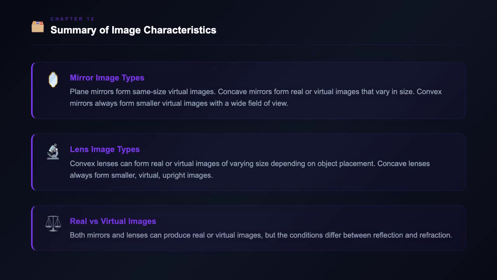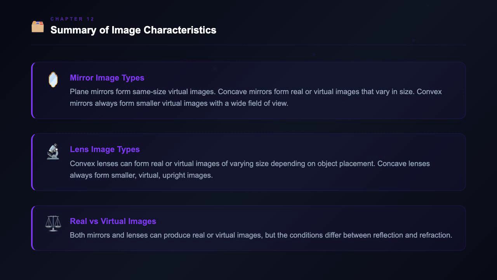There are 3 main types of mirrors. A plane mirror creates virtual and upright images, the same size as the object. A concave mirror can form real or virtual images, with size changing based on object placement. A convex mirror produces virtual upright images, always smaller than the object, but with a wider field of view.